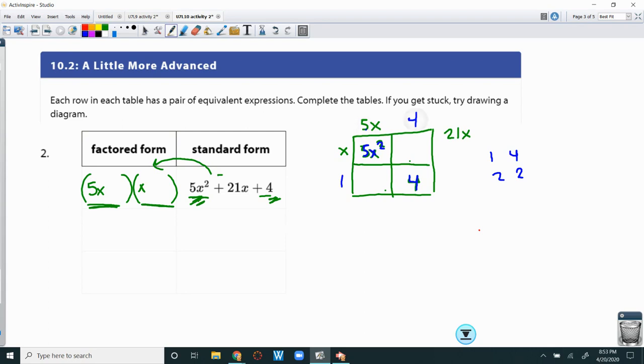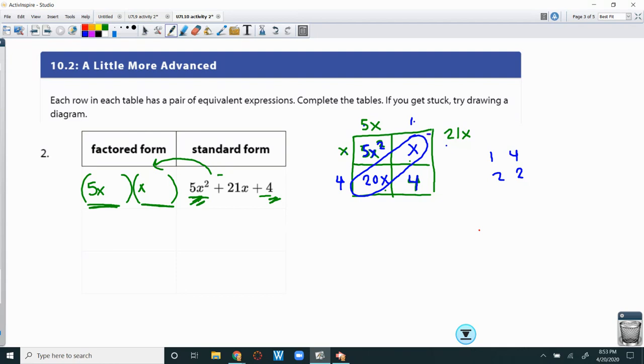So if I do it this way, let's try 4 times x is 4x, and 1 times 5 is 5x. If I add those together, am I going to get 21? No, I'm not. So we're going to go back up. Let's try again. What if I put the 4 here and the 1 there? Let's try it. So 1 times x is 1x. 5 times 4 is 20x. Now when I add them together, will I get 21? Yes, I will. All right.